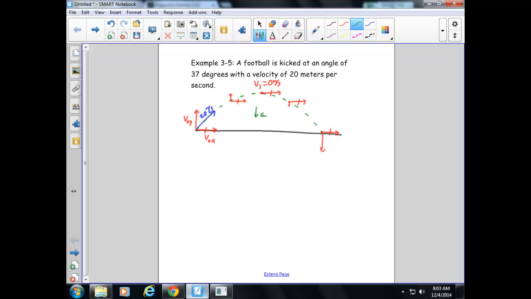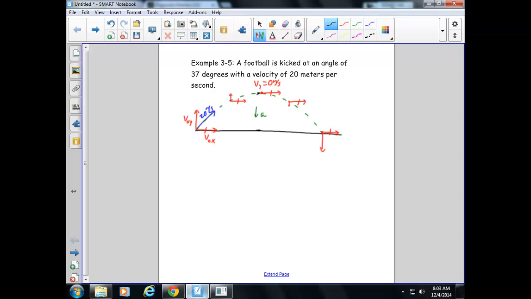Now, the first question, part A, says calculate the maximum height that the football goes. So part A is talking about the distance between here and here. Height is just distance, but in the y direction. So I'm going to start off by finding the components of this initial velocity, because when things are at an angle, we don't know how to deal with those, so we split them up into their components.